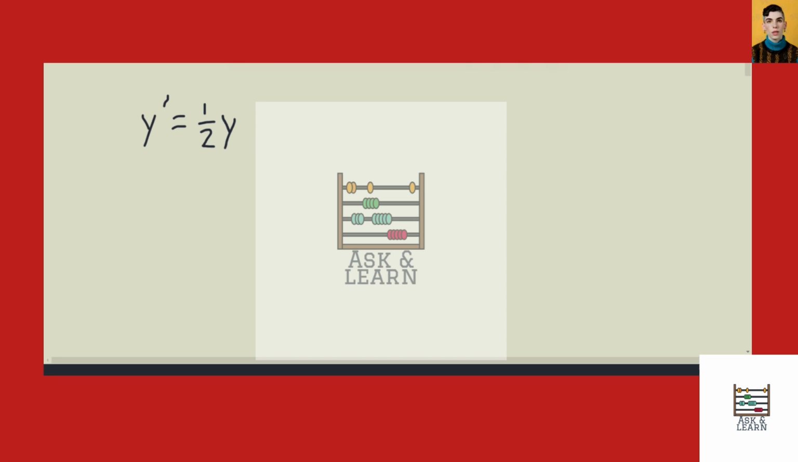We are given a differential equation. We are asked to use this equation to graph the slope field and three solutions for the equation. The equation we're given is that y prime is equal to 1/2 y.